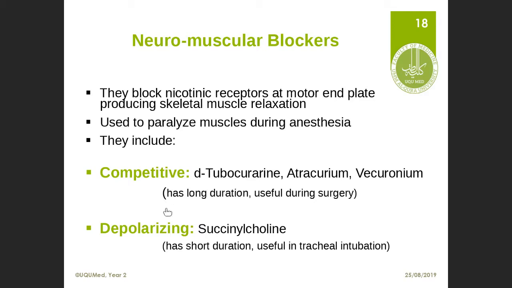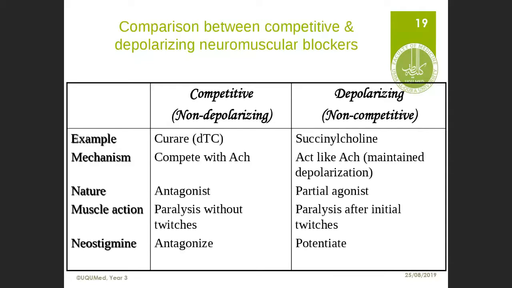Depolarizing ones, like succinylcholine, actually reduce the action potential coming from the spinal cord or even from the central nervous system. They are short duration and are used in tracheal intubation, for example when you are going for an endoscopy and the doctor is inserting a tube, and you have a feeling of pain or inflammation in your nose and mouth. Then you use succinylcholine just to relax the muscle so that there is no pain or inflammation. I think this is the answer to that lady's question, the comparison between competitive and depolarizing neuromuscular blockers.